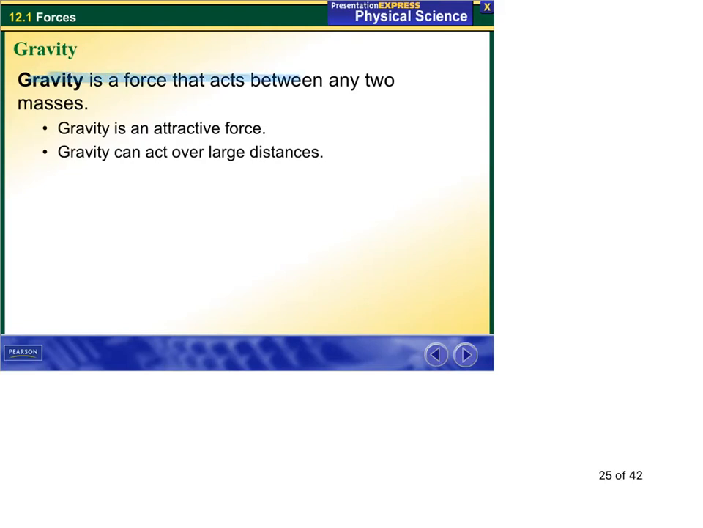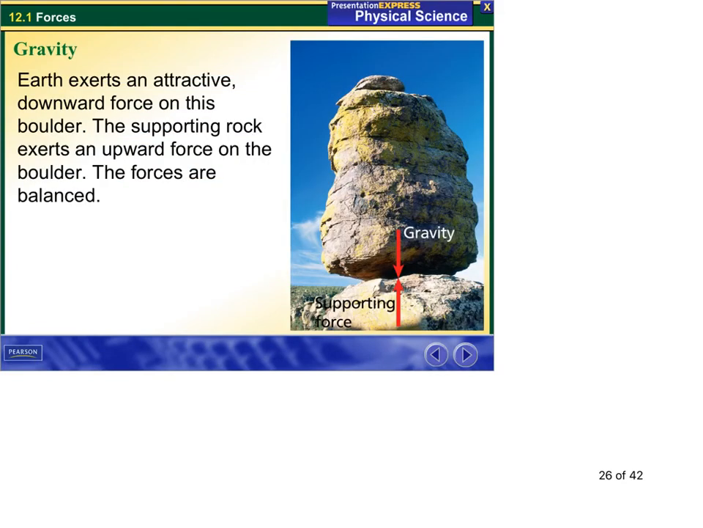Gravity is a force that acts between any two masses. So any two masses have a gravitational attraction for each other. It's an attractive force. It can act over large distances. Here's an example of balanced forces. You've got the force of gravity here, pulling down on that great big rock. But as it's not moving, there are balanced forces, and there's a supporting force moving up.